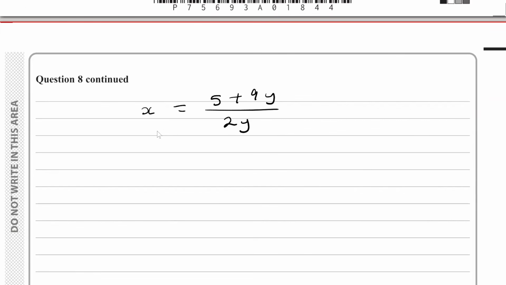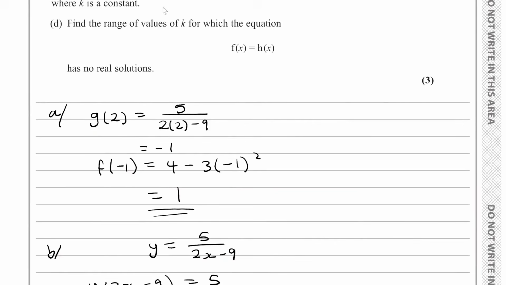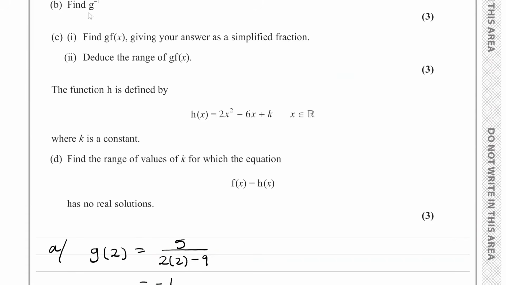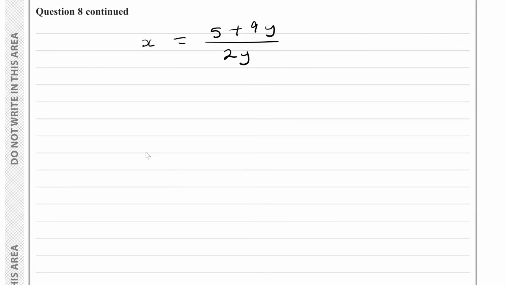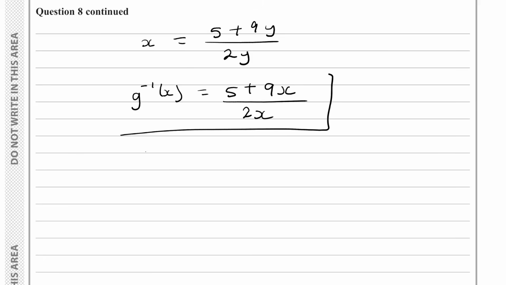And now x is the subject. We have to change x and y back, so it's g minus 1 of x, the inverse of g, is 5 plus 9x over 2x. And that is our answer.